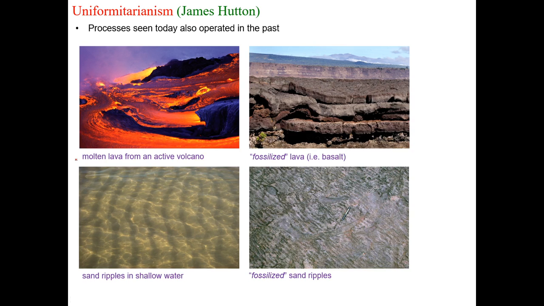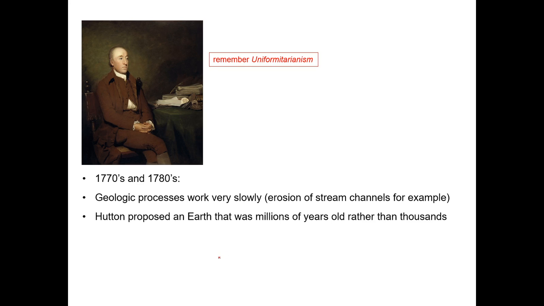He recognized that the processes we see working today are the same ones that worked in the past. Molten lava from an active volcano turns into the fossilized lava beds that we find from the past. Ripple marks that we find in shallow waters now are the same ripple marks that we find fossilized in the sedimentary rock layers, which I showed you pictures of. So you should remember this term, uniformitarianism, and understand what it means. It generally means that the geologic processes operating today were operating over Earth's entire history.